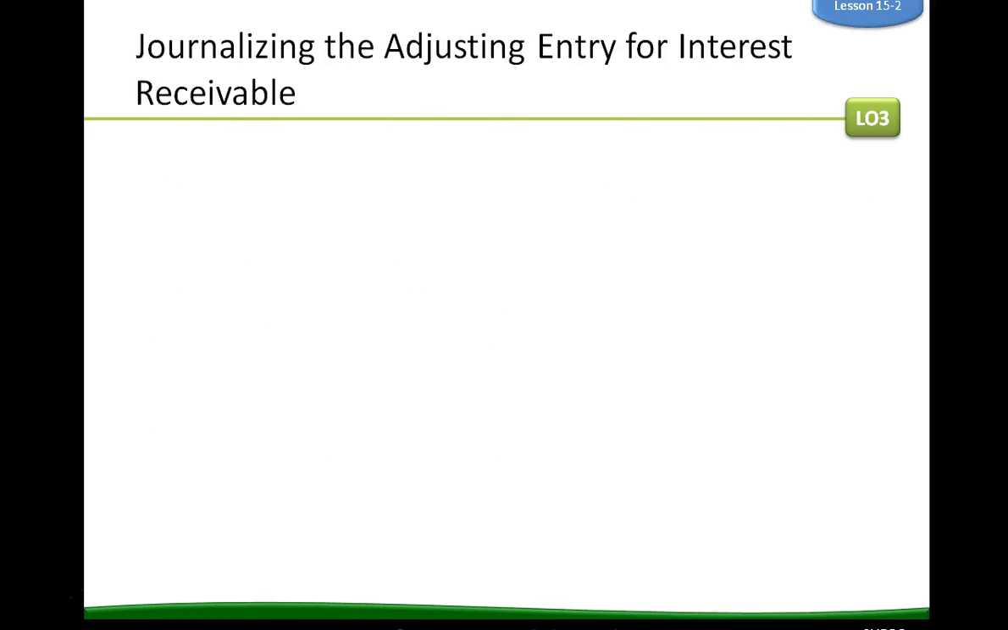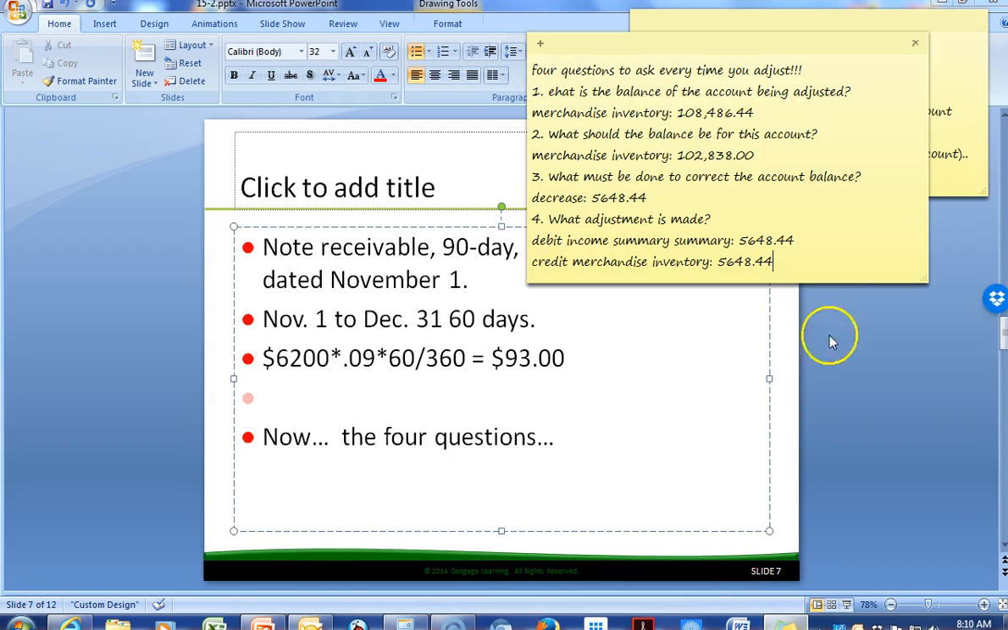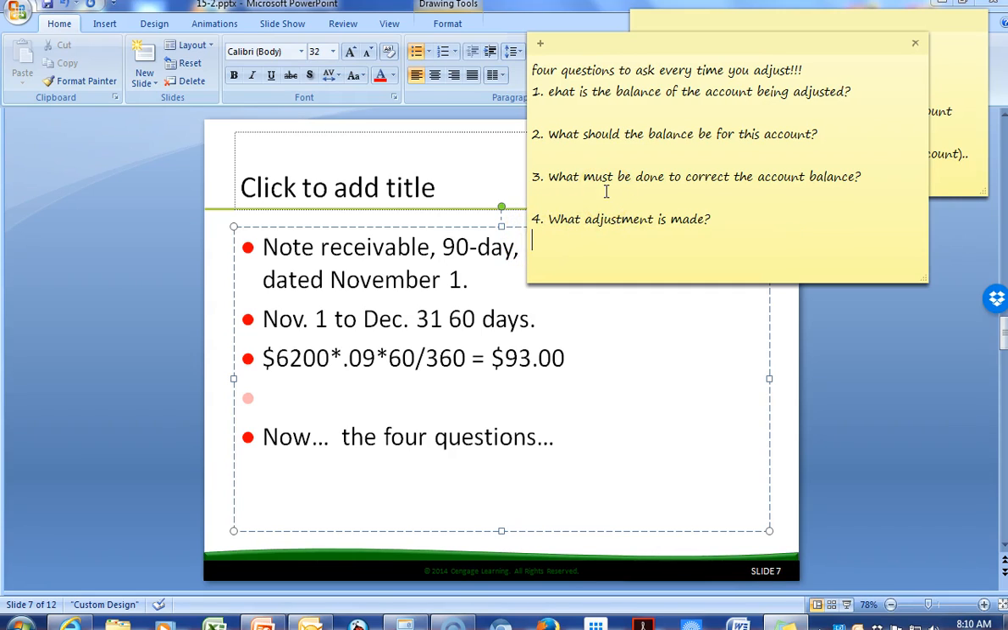Well, let's ask our 4 questions. We're going to use the same slide, the same post-it note, because the questions are the same every time, right? All right, what is the balance of the account being adjusted? Same first question. Interest receivable. And that is 0. Okay, we don't have a balance there. What should the balance be for this account? Same account. Interest receivable should be $93, which is what we just calculated.